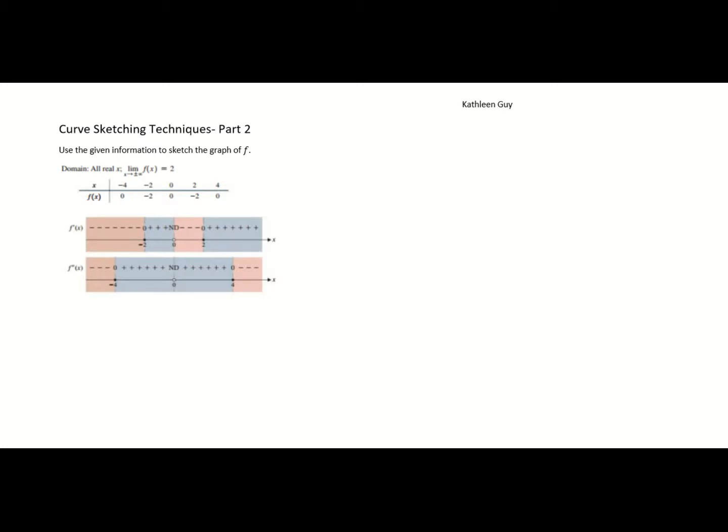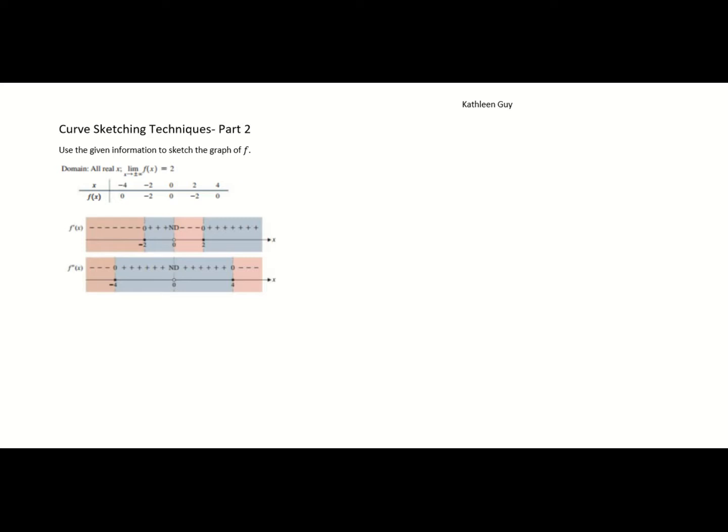When you are doing curve sketching techniques and you are given the function, you need to do all the prepping up yourself. You have to find the domain, the x- and y-intercepts, the first derivative, the second derivative, the intervals of increase, decrease, concavity, local extrema, and inflection points. Here, it's actually done for you.